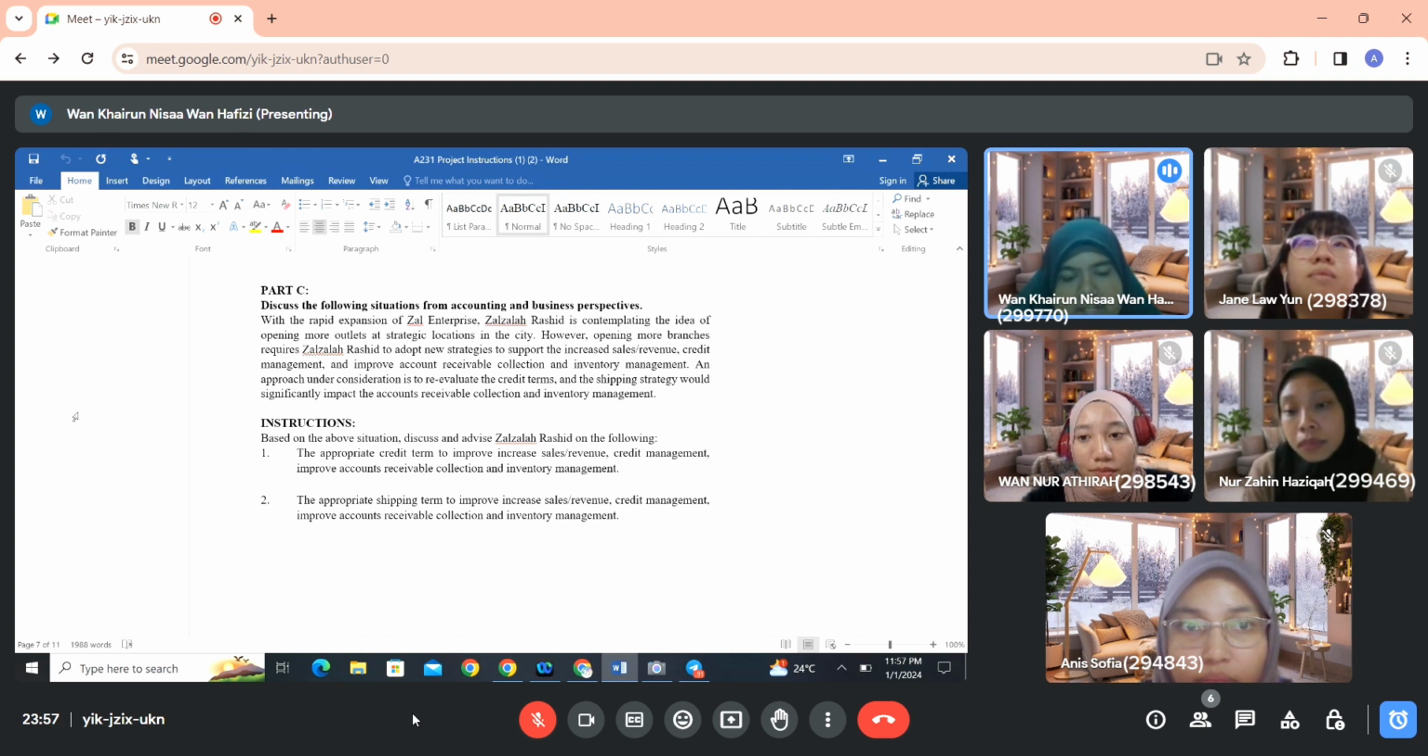And lastly, inventory management also can be achieved by implementing the just-in-time inventory method, or we can use technology to track inventory in real time. This approach can lower holding costs. That's all for me. Thank you.